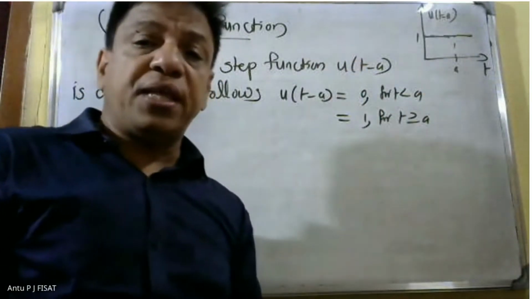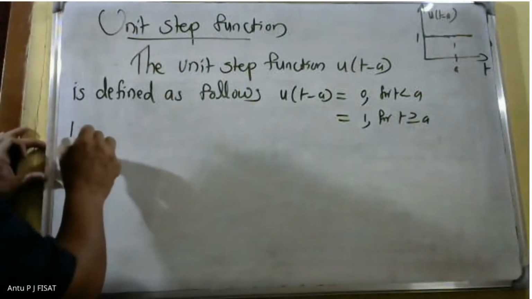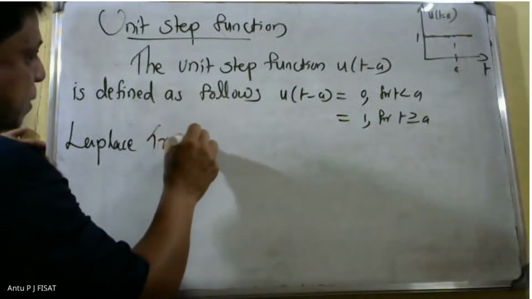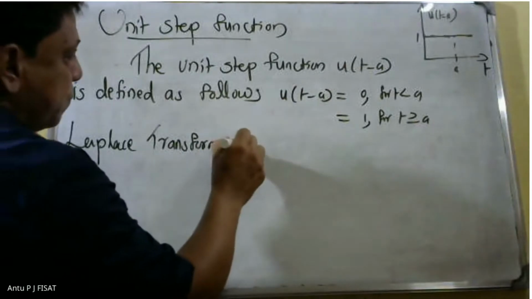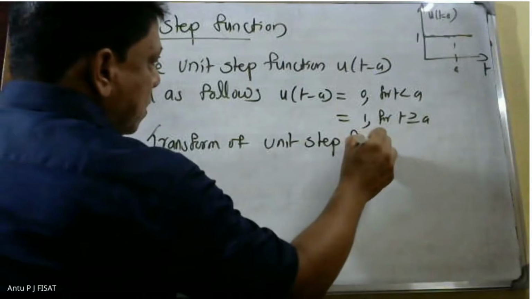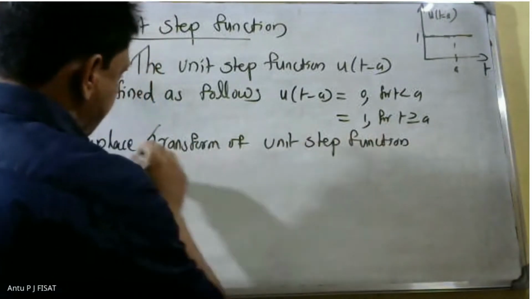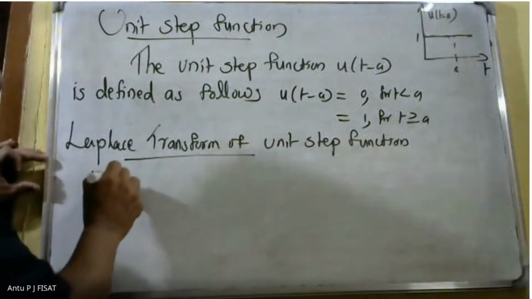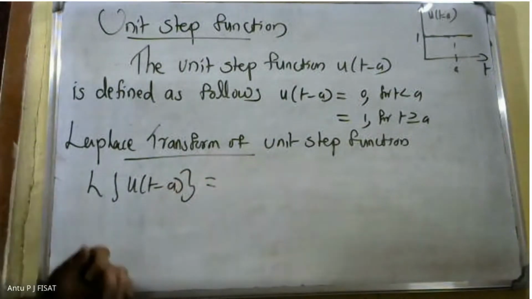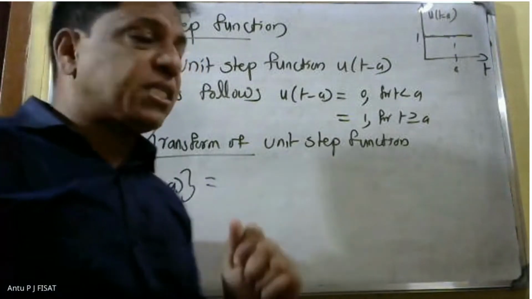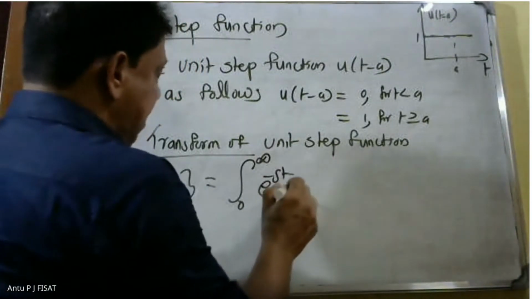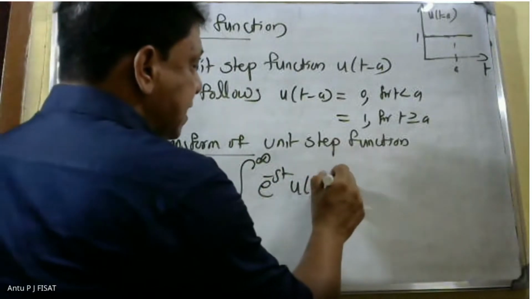First, we have to find out the Laplace transform of the unit step function, that is, the Laplace transform of u(t - a). From the definition of the Laplace transform, it can be written as the integral from 0 to infinity of e^(-st) u(t - a) dt.